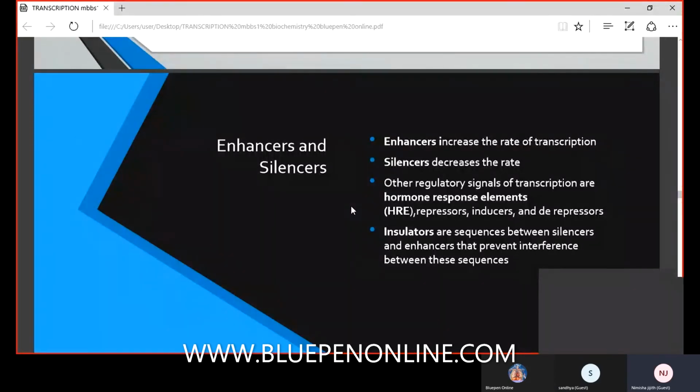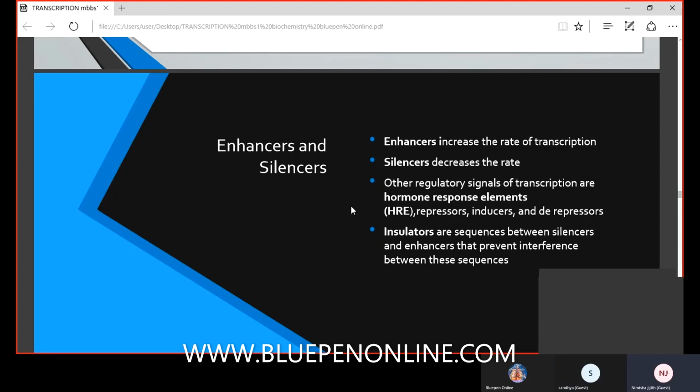Next is about some additional factors. They are known as enhancers and silencers. Enhancers increase the rate of transcription. Silencers decrease the rate of transcription. Then one more thing is there, other regulatory signals for transcription, known as hormone response elements. We can see this HRE in some metabolism, for example at the time of vitamin A metabolism, we can see these HRE, hormone response elements.